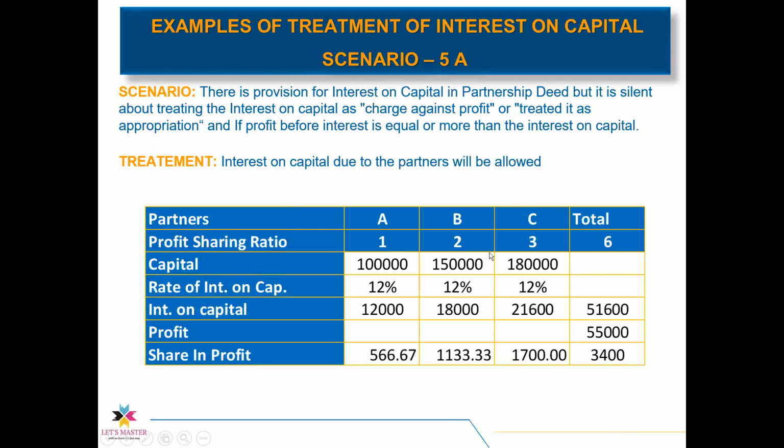So again, taking the same example, remember the profit before interest on capital is equal to or more than interest on capital. So same example, A, B, and C, their profit sharing ratio is 1, 2, 3.